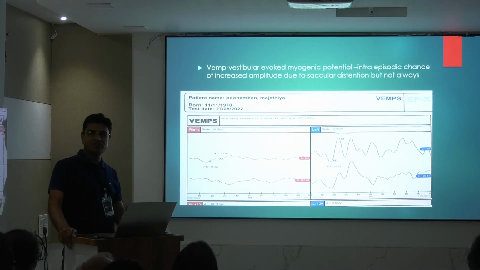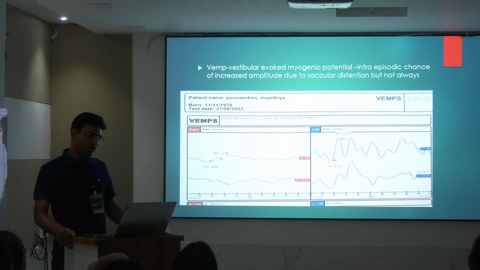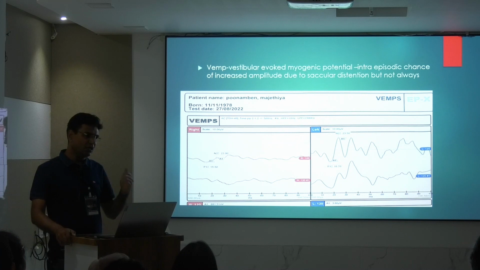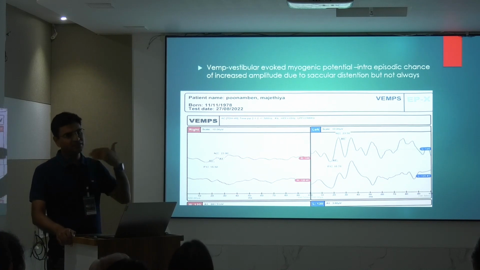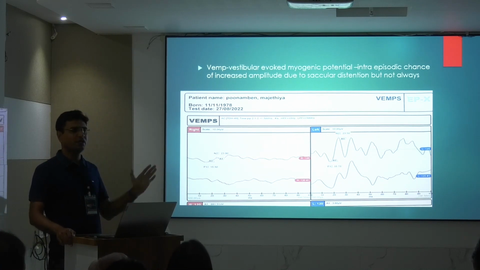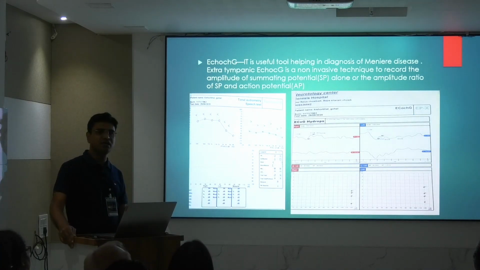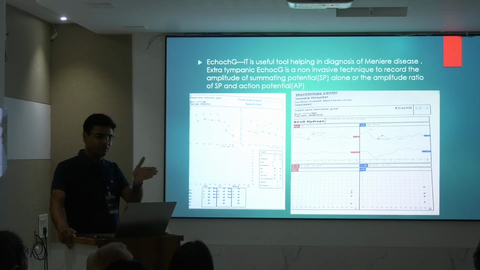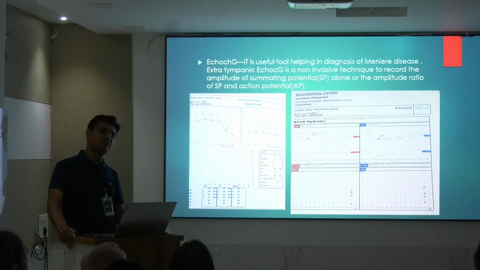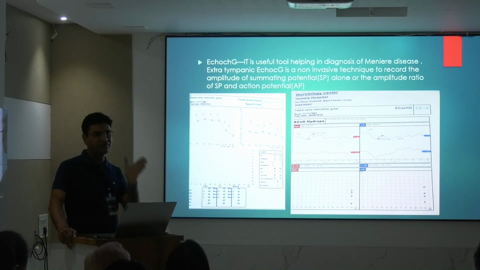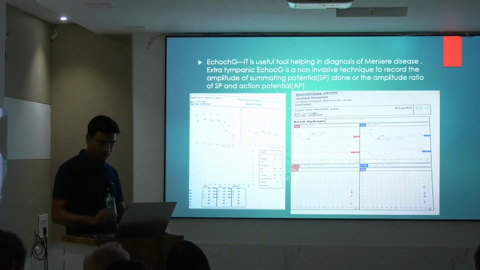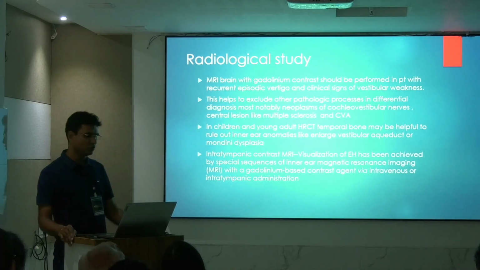Vestibular evoked myogenic potential, this can be an assistive tool. It is not a diagnostic tool, but it can be an assistive tool. In some of the patients, in the early phase, it shows very high amplitude. And as the disease advances, the amplitude will reduce, and sometimes it is very low in the affected ear. Similarly, ECOG, electrocochleography, shows very low amplitude when we consider the ratio of the action potential versus the summating potential. So in the affected ear, the ratio will be very low as compared to the normal ear.